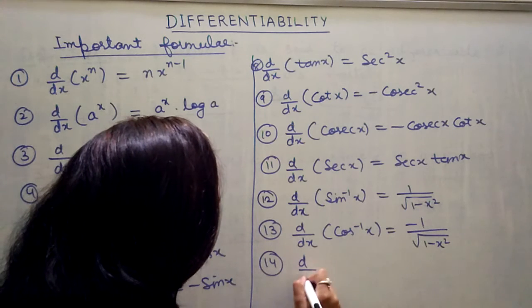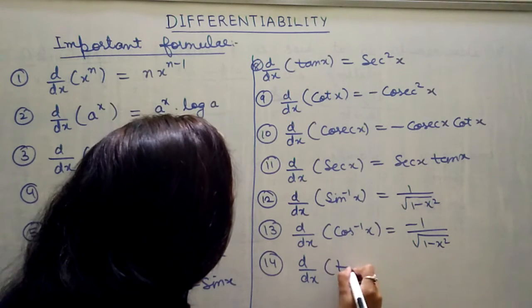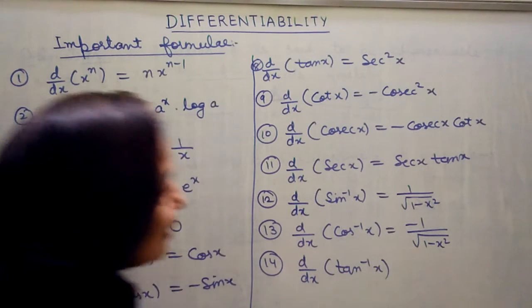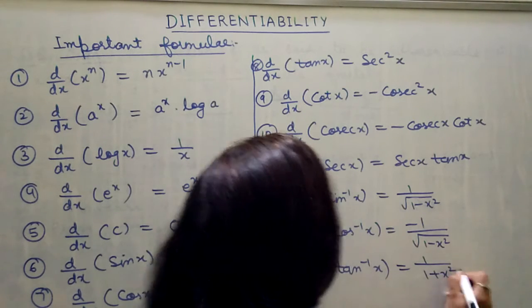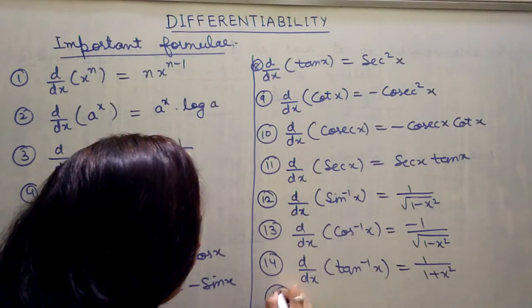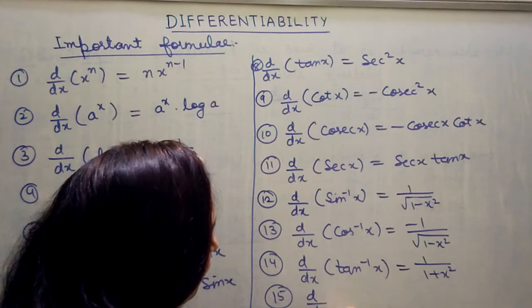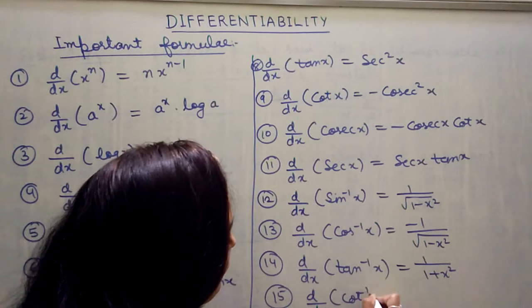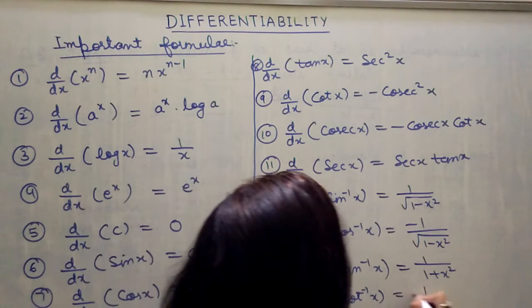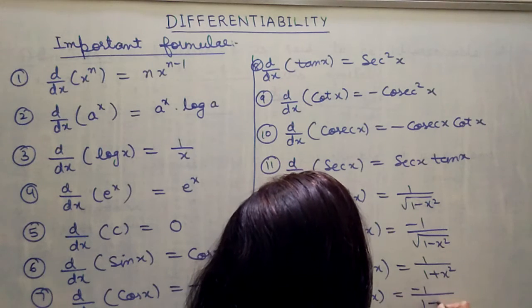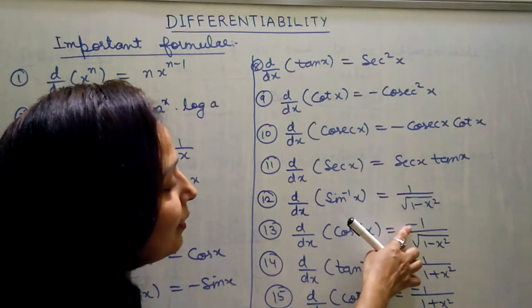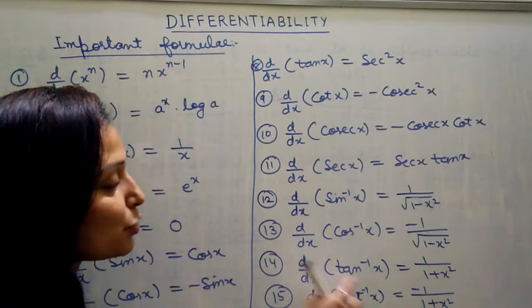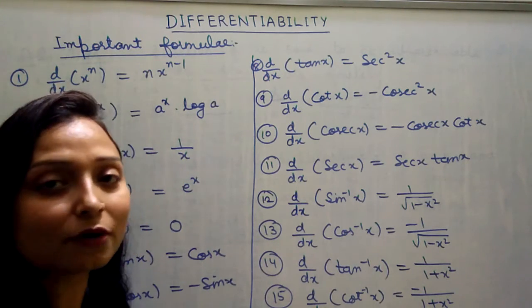14th, derivative of tan inverse x, that is 1 upon 1 plus x square. 15th, derivative of cot inverse x, that is minus 1 upon 1 plus x square. There is only one difference between sine inverse and cos inverse, that is only of negative. And between these two there is only one difference, that is of negative.